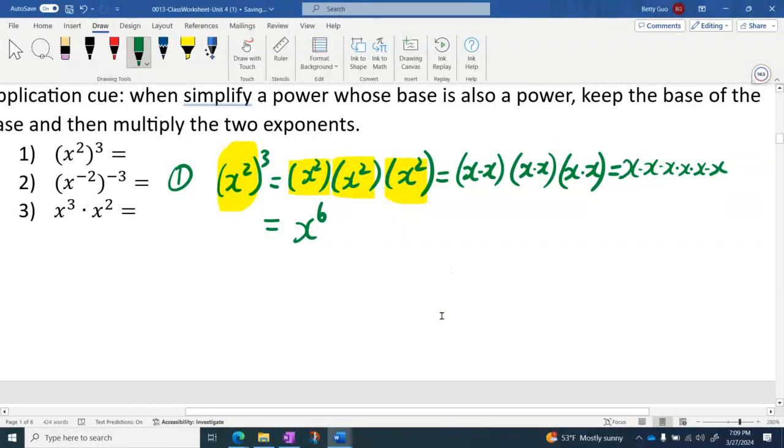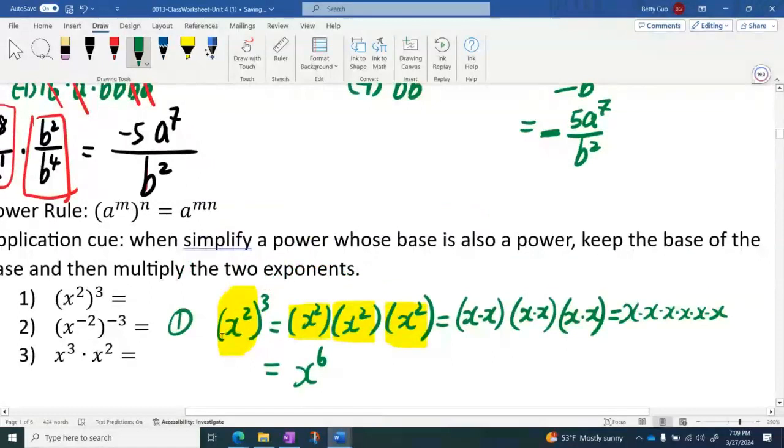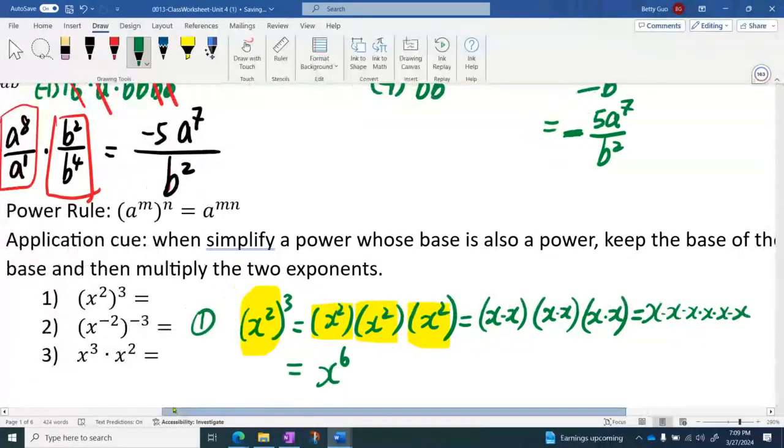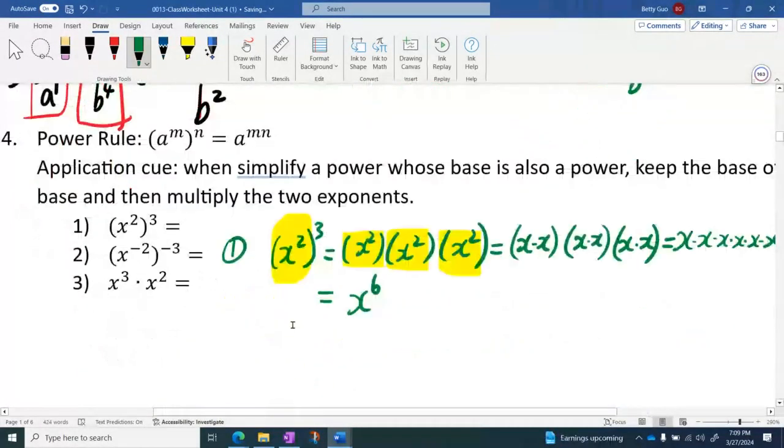Of course, we have a faster way to get it done. It is to apply the third formula we're going to learn. It's called the power rule. Firstly, let me explain, when do we apply the power rule?